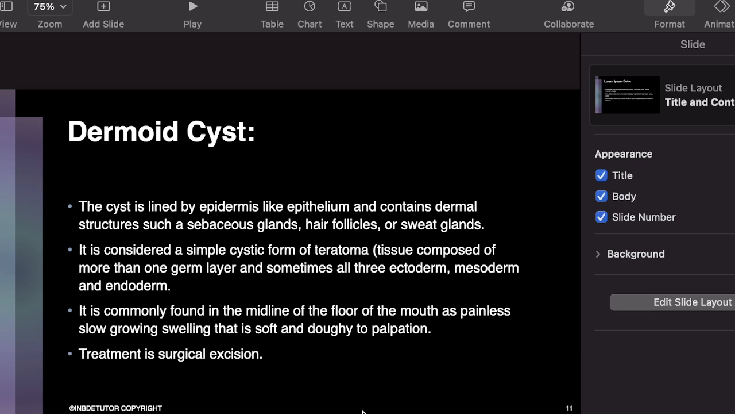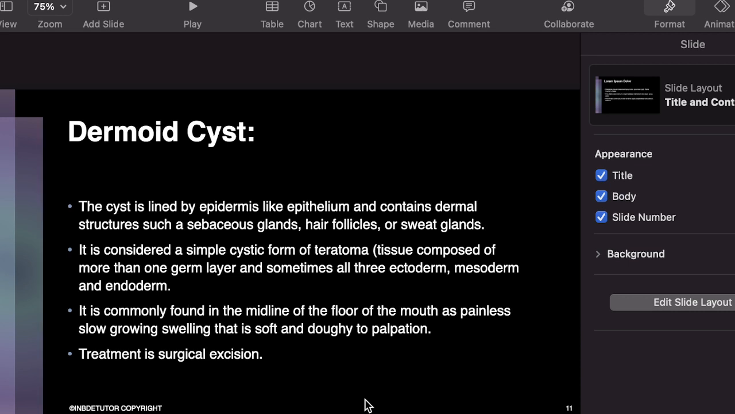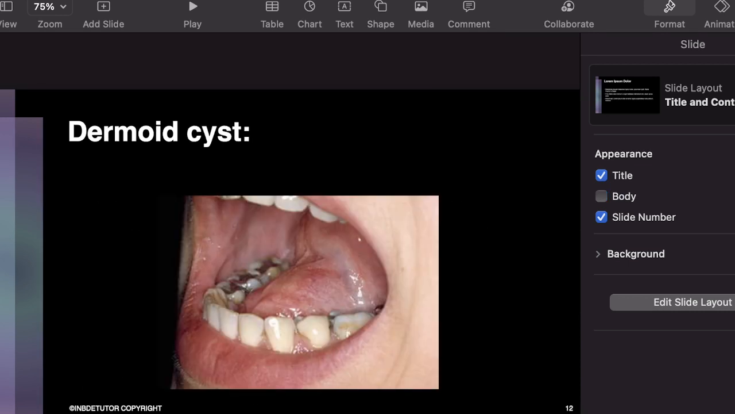What is a teratoma? It is a tissue composed of more than one germ layer, or sometimes all three germ layers, and those are ectoderm, mesoderm, and endoderm. It is commonly found in the midline of the floor of the mouth as a painless, slow-growing swelling that is soft and doughy on palpation. Treatment is surgical excision. In the diagram, there is a clear-cut swelling in the floor of the mouth.